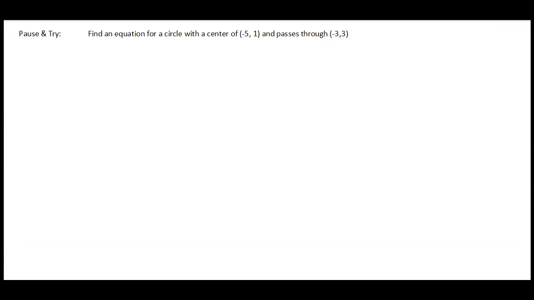Go ahead and pause and try to find an equation for a circle with a center of -5, 1 and passes through -3, 3. The two things that you're looking for are the center and the radius. Remember, to find the center, you're using the midpoint. And to find the radius, you're using the distance.